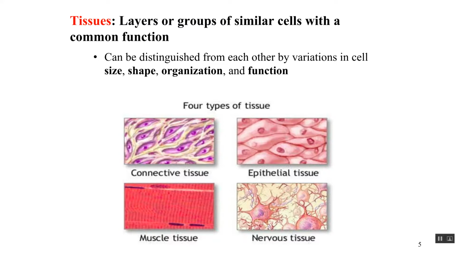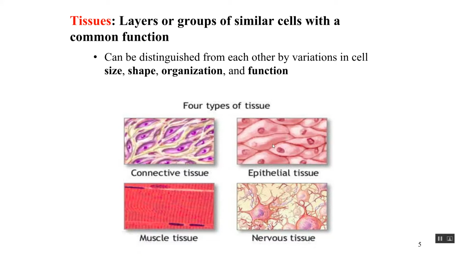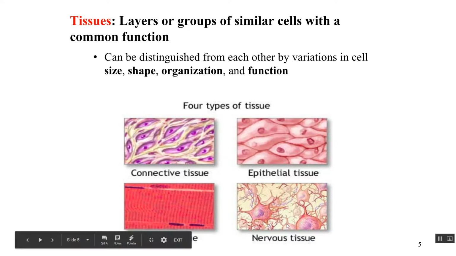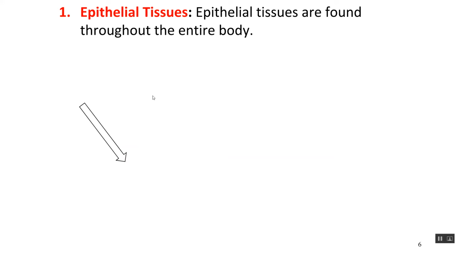So these are the four main ones. So we're going to be looking mostly at epithelial tissue today. In that video, he talked about nervous tissue and also muscle tissue. And then we will also be going on into connective tissue later. All right, so let's start with epithelial tissue.